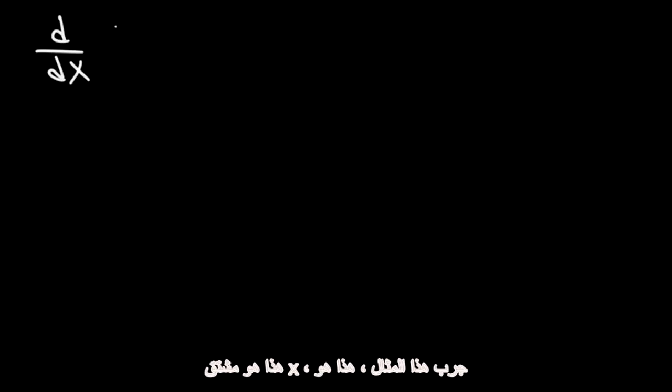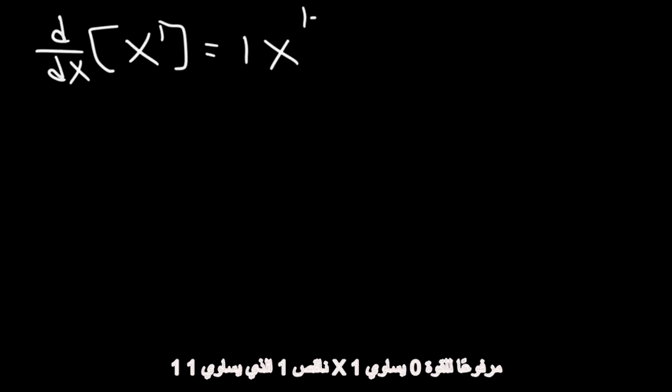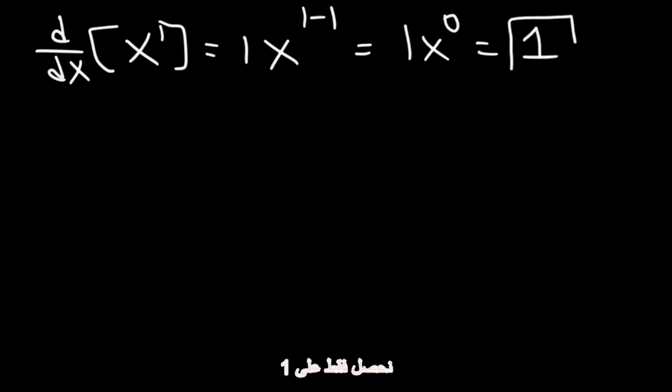Now what about this one? What is the derivative of x? Go ahead and try that example. So this is basically x raised to the first power. So thus n is 1. So it's going to be 1x to the 1 minus 1, which is 1x to the 0. Anything raised to the 0 power is 1. So we just get 1.